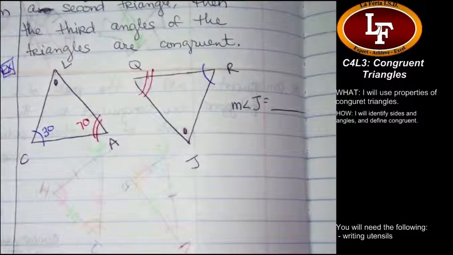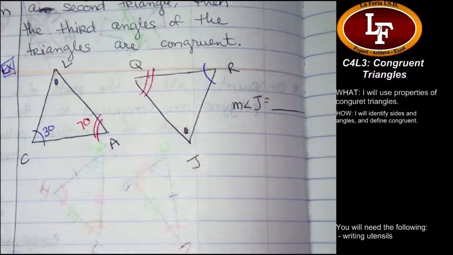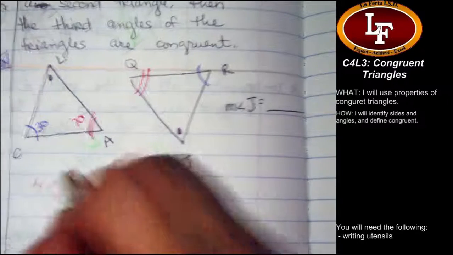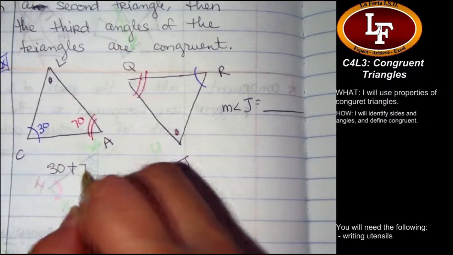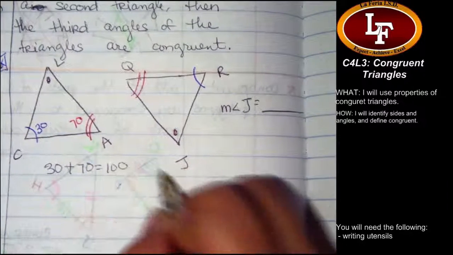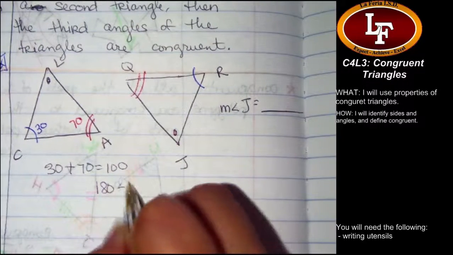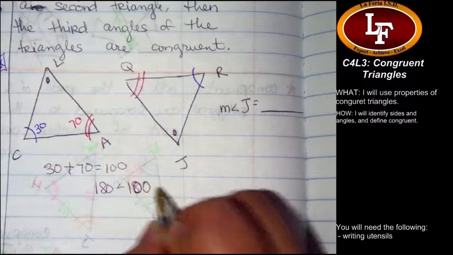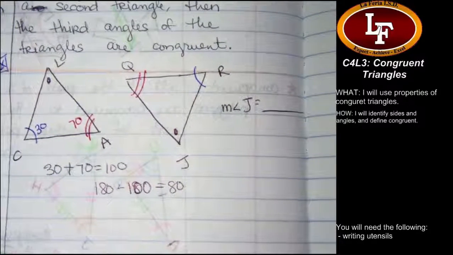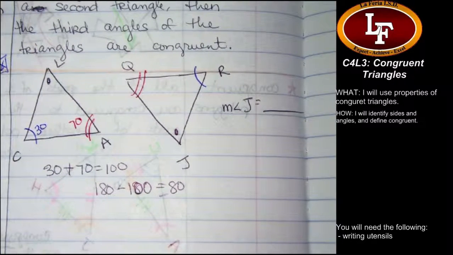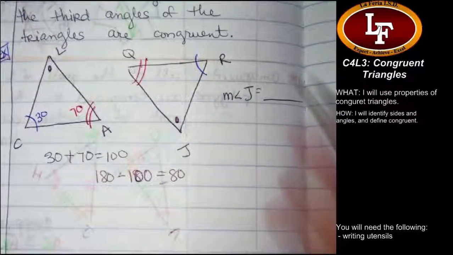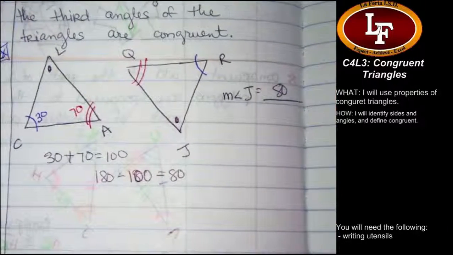80. How is it 80? Add the two you know, then subtract that from 180 because we are in Euclidean space. I promise you we would not do calculations in any of the other spaces because those calculations are weird. And you're done.